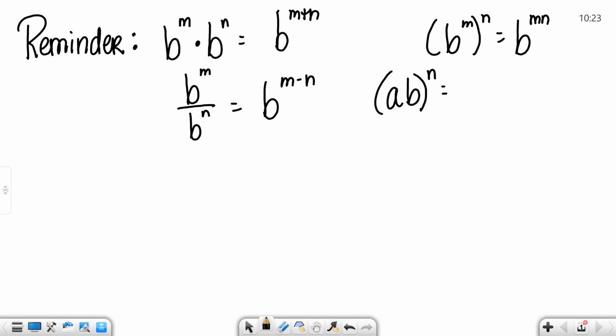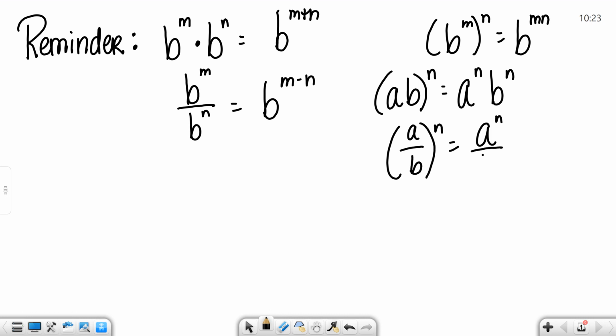If I have a product raised to an exponent, then I raise everything in the parentheses to that exponent. Even if that was a division, the numerator gets raised to the exponent and the denominator gets raised. Now those are old rules, that's nothing new, but I just want to remind you before we do our fraction exponents, because these rules right here are going to apply.